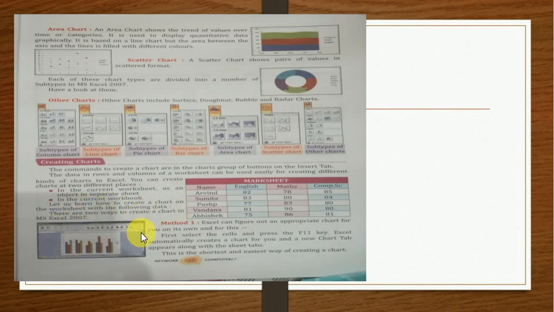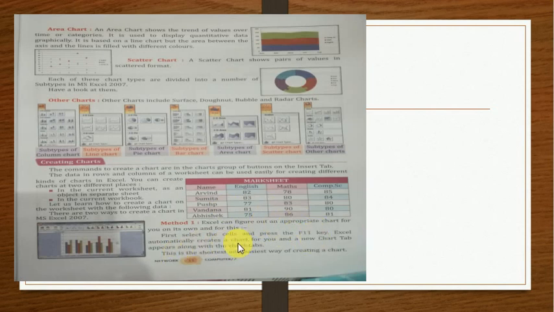So there are two ways to create a chart in MS Excel 2007. The first method is that Excel can figure out an appropriate chart for you on its own. First, select the cells and press the F11 key. So first of all, you select the cells. These are the cells. Then you press the F11 key.